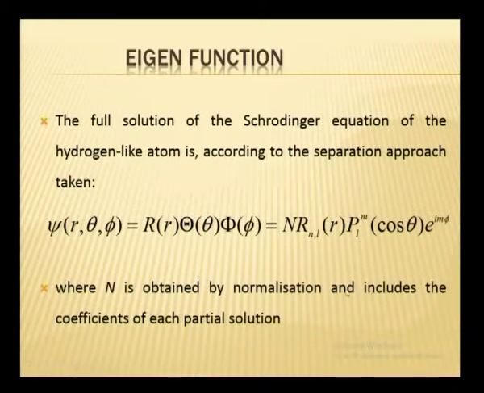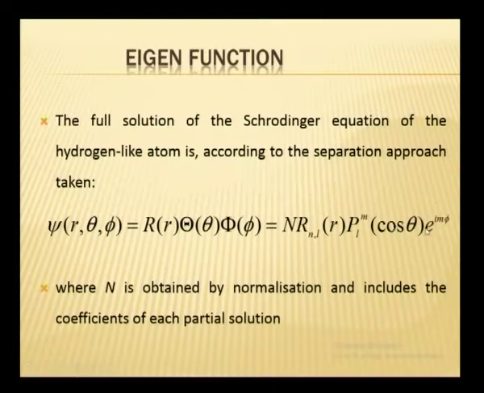This P l m of cos theta is known as the associated Legendre polynomial. Now, these things we have not discussed in detail, because as per the syllabus, we are supposed to go through only the outline of the hydrogen atom problem without going through the detailed mathematics. Therefore, you have the theta part, the phi part, and the radial part. Okay. This is the total wave function.